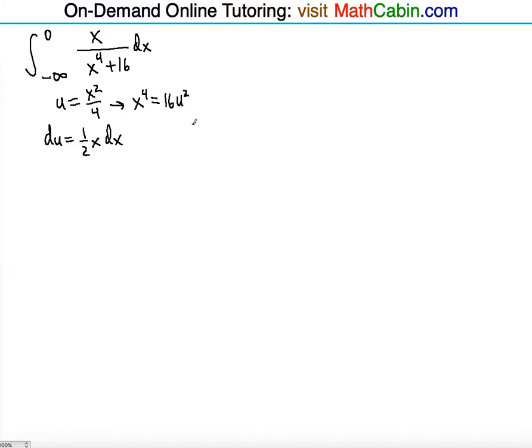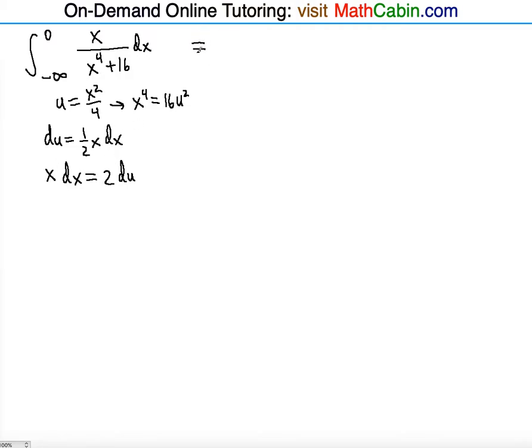And so now we're ready to substitute, but we have to solve for dx as well, right? So let's actually do x dx. x dx is going to be 2 du, right? Multiplying both sides by 2 solves for the x dx product, which is 2 du.